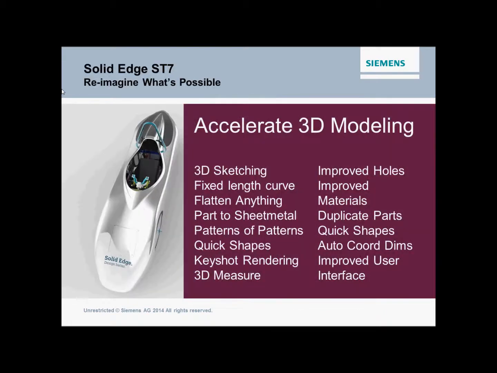So what are we going to be covering today? We're going to be covering most of the major functions within the new Solid Edge ST7 that are going to accelerate your 3D modeling processes. A couple of really cool tools that we want to highlight: our 3D sketching tool, which is new, our flatten anything, part to sheet metal, things like quick shapes, improved holes, and hey, what about auto coordinate dimensions? Lots of cool stuff that I want to go over, but I do have to cover a few more slides.